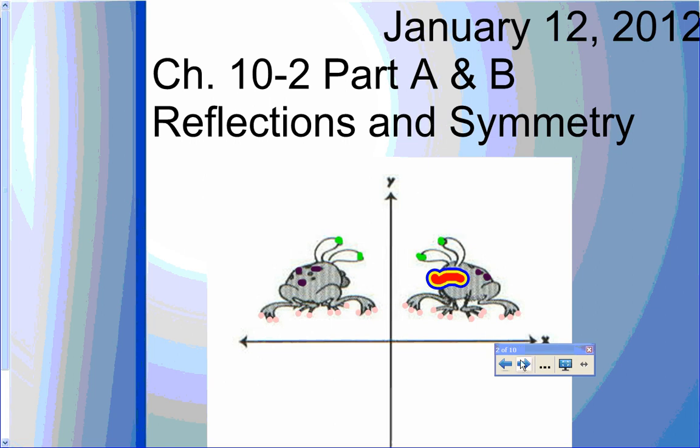Don't pay attention to my funky frog. Well, you can if you want. The frog's reflected across the y-axis.